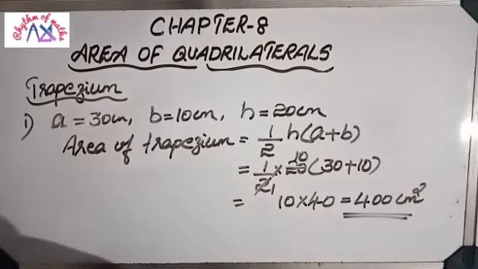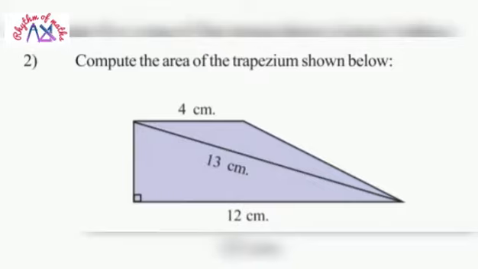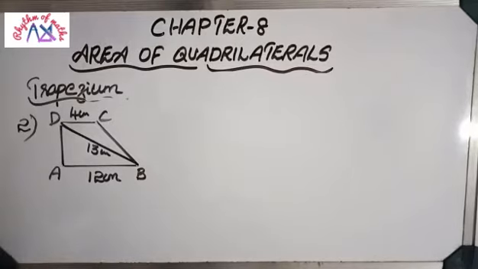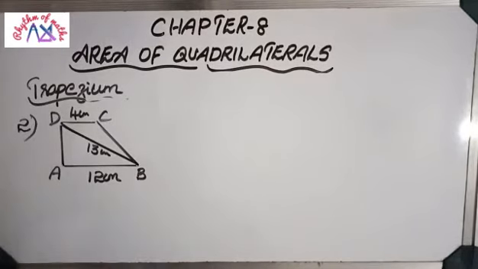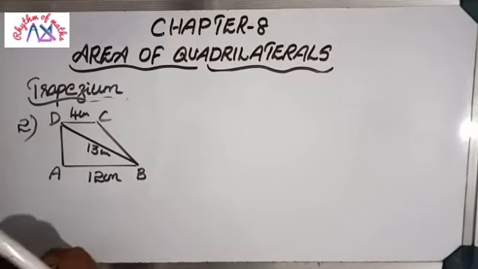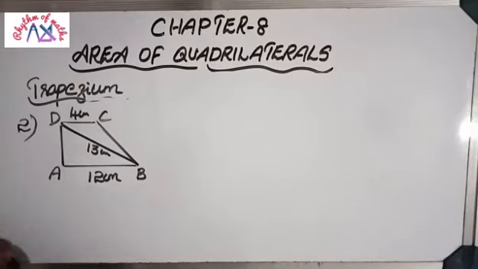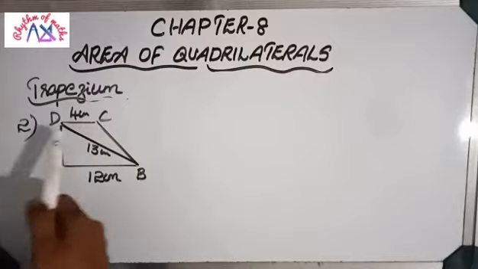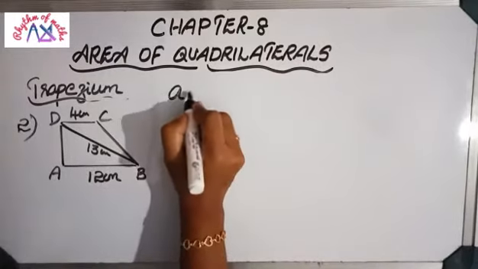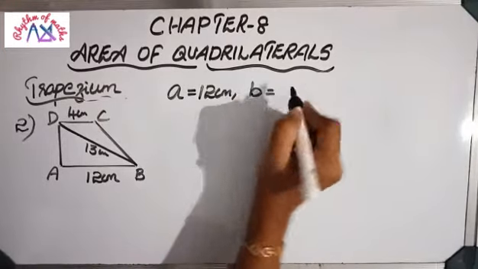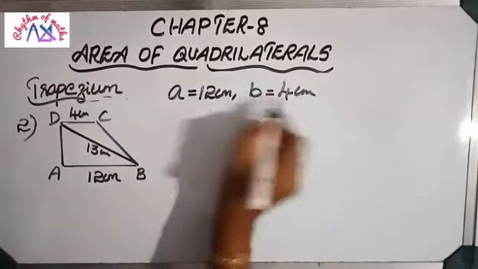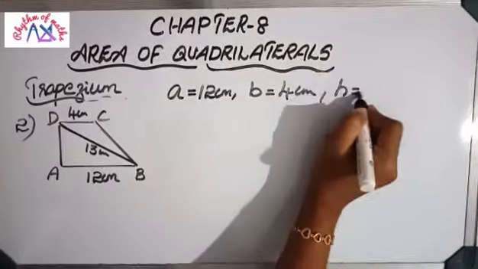Now let's do second question. Second question is, compute the area of the trapezium shown below. In the second question also, compute area of the given trapezium. Okay, this is a trapezium. We have to find area. So from the figure, parallel sides measurements are already given. AB 12 cm and DC 4 cm. That means A equal to 12 cm and B equal to 4 centimeter. These two measurements are given, but height is not given.